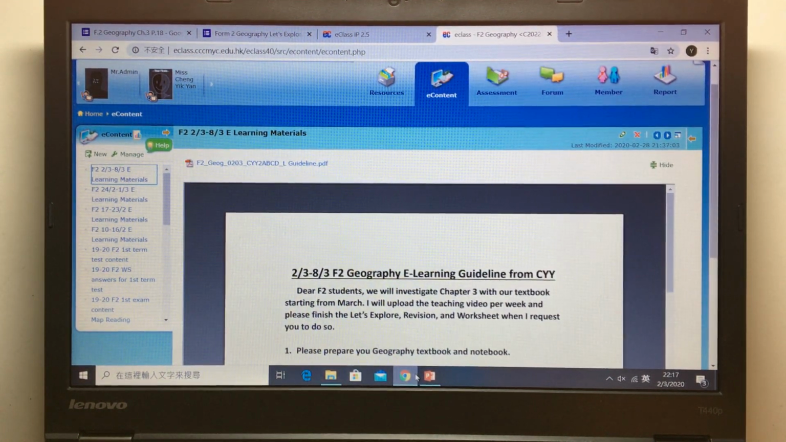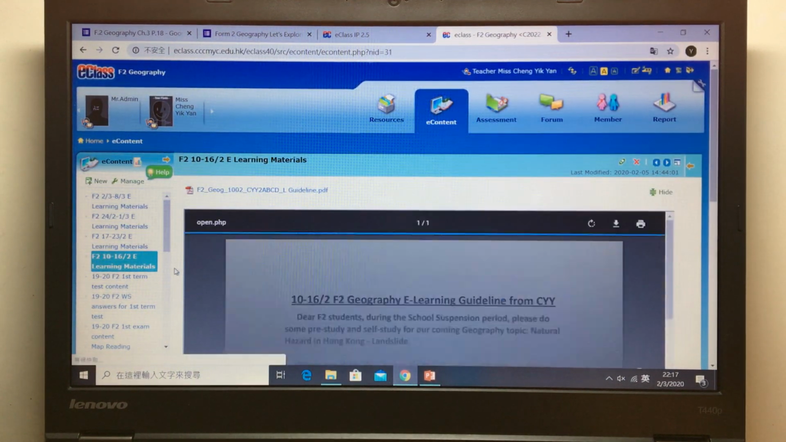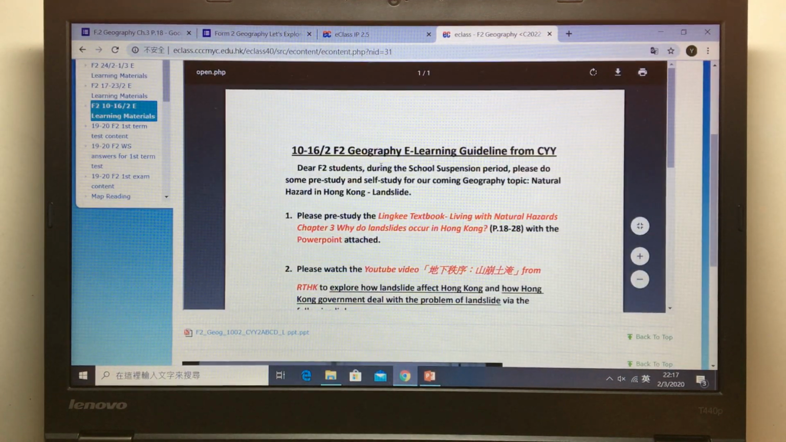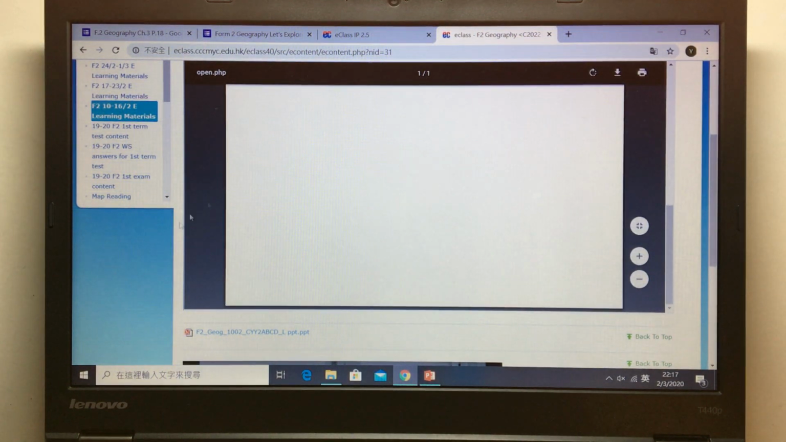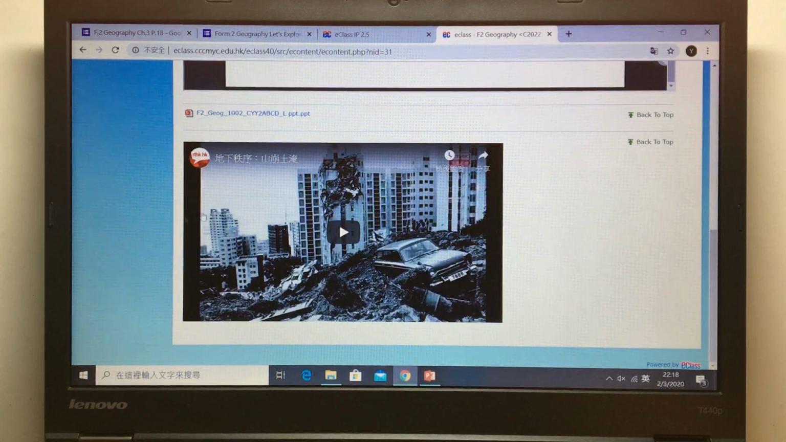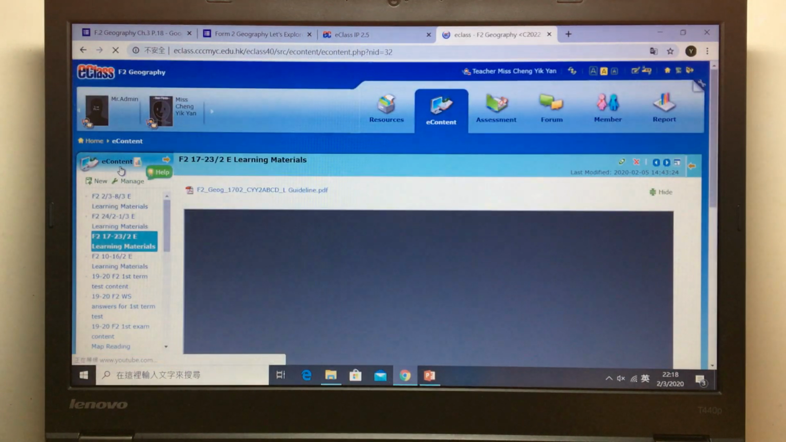So in the past few weeks you have done the e-learning. You should familiarize yourselves with the e-class. In the first stage you have some of the guidelines like this. We looked at some of the videos related to landslides, which gave the introduction about the landslide.